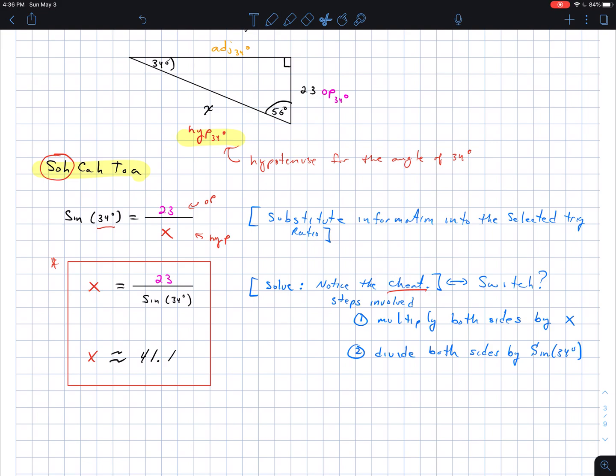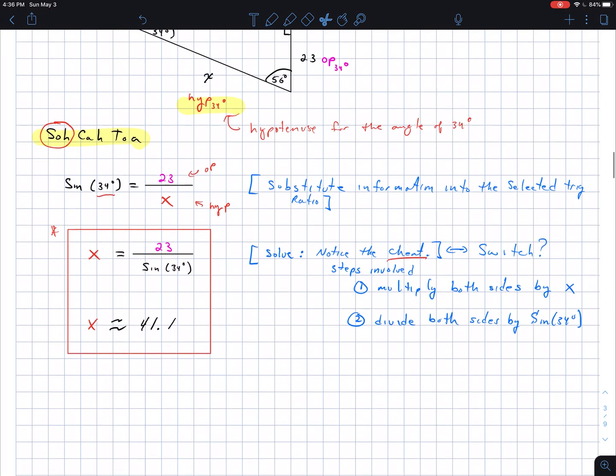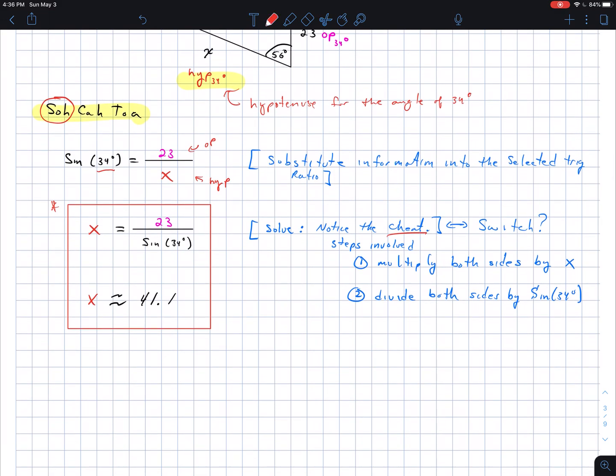We're multiplying and dividing. So when I put that into the calculator, and remember, make sure it's in degree mode, you get an answer of 41.1 degrees.